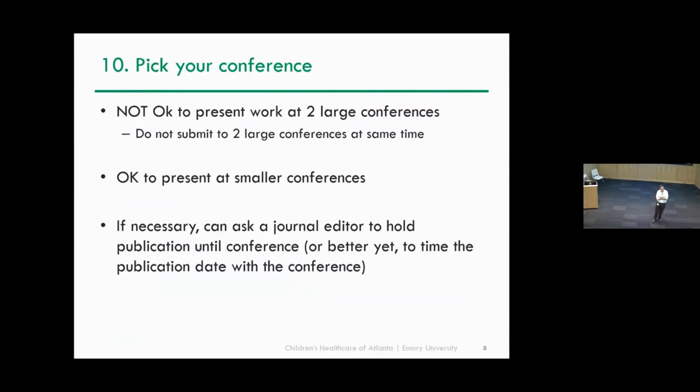For instance, AAP, you have to submit in April, and the conference is in October. American Heart Association, you have to submit in June, and the conference is in November. I've commonly seen people submit the same abstract to both places, hoping they get to at least one of them, and then they get into both. And then they present the same abstract at both.